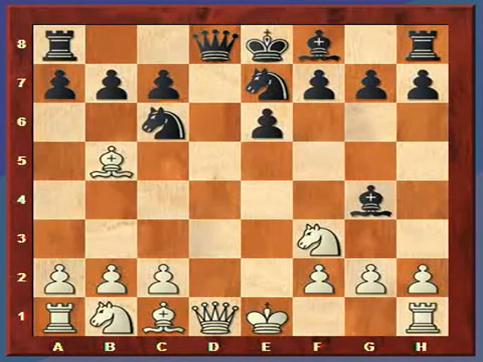Welcome to my chess lecture on the pin. There's actually two pins in this chess position. Let me show you just one of them. This black bishop is attacking this knight.